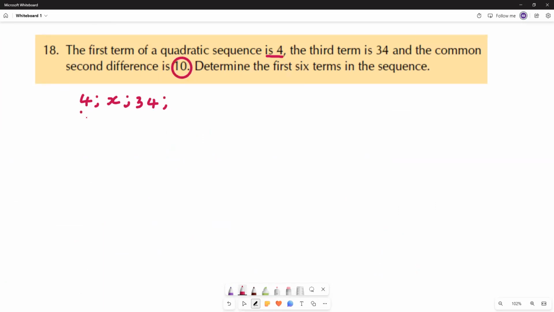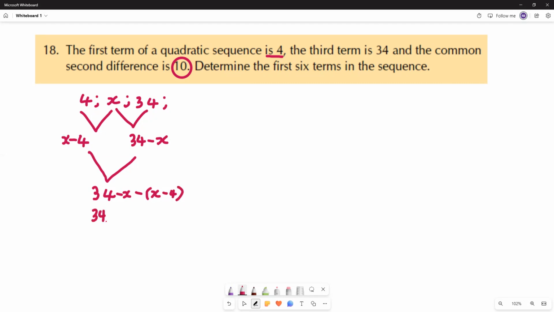Let's subtract this minus that. That means it's x minus 4, and there's nothing we can do there. Then this one will be 34 minus x, also nothing we can do. Then we need to subtract the two together. So you have 34 minus x, and then you need to minus the x minus 4. Let's see what this simplifies to.